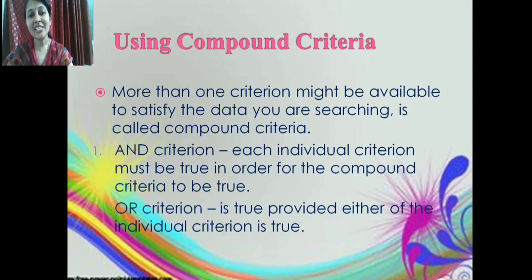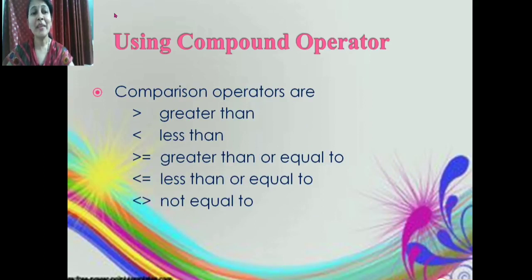That is, first is AND and second is OR criterion. AND criterion, each individual criterion must be true in order for the compound criteria to be true. And second is OR criterion, which is true provided either of the individual criteria is true. Either of the criterion is true, then it is OR criterion. Whereas both, each individual criteria must be true in order for the compound criteria to be true. This is AND criterion.